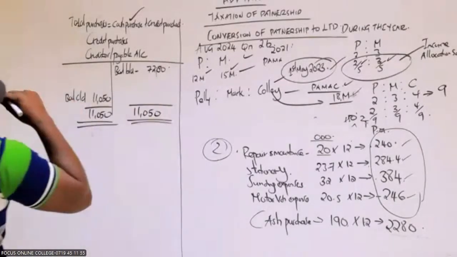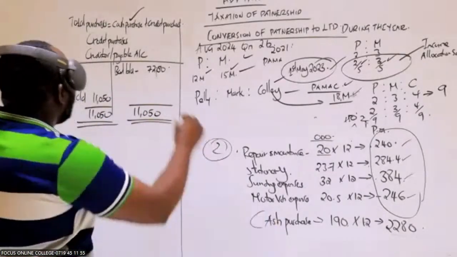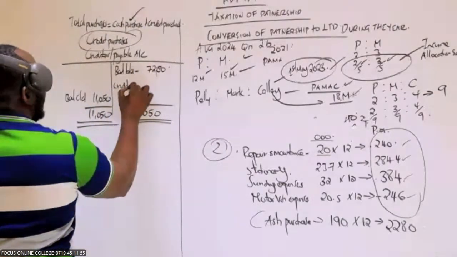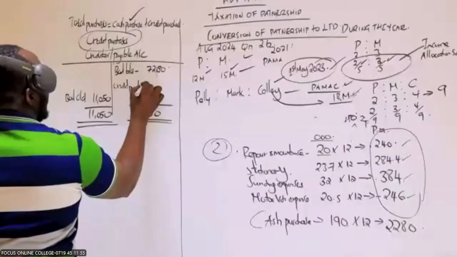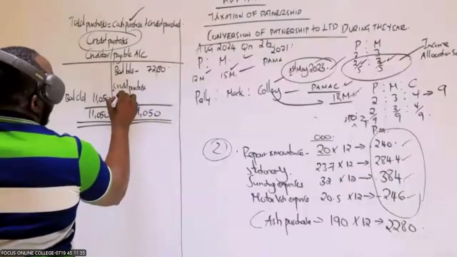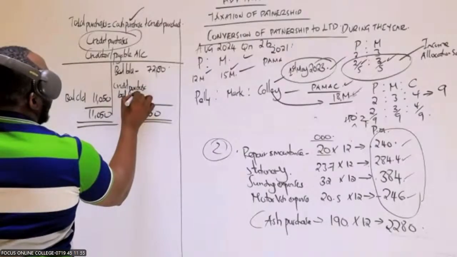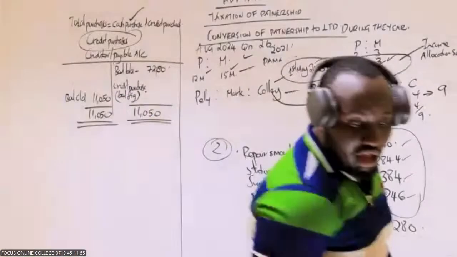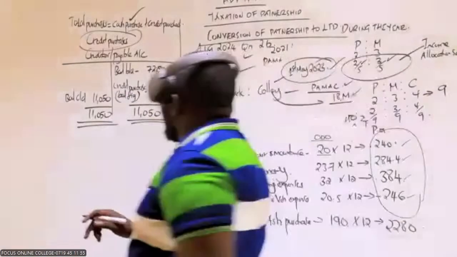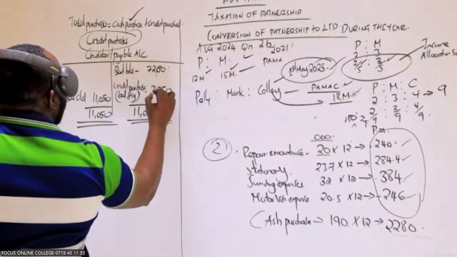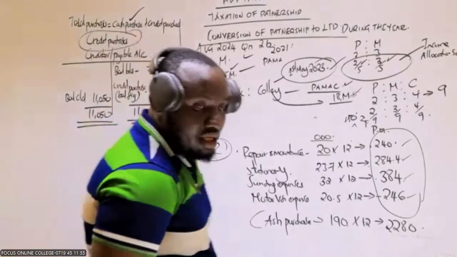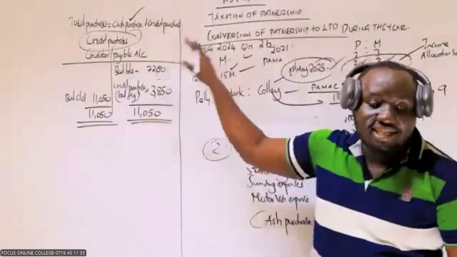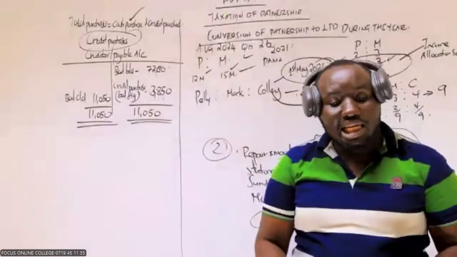11,050. So what were we looking for? I was looking for credit purchases. So I have our credit purchases, and that is the balancing figure. So what is the credit purchase that we are looking for? The figure is 38,50.